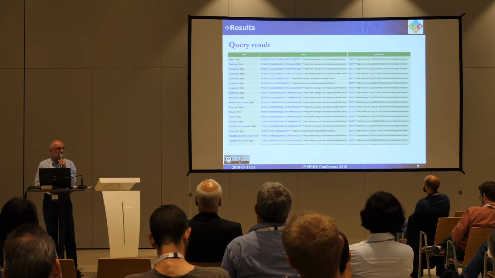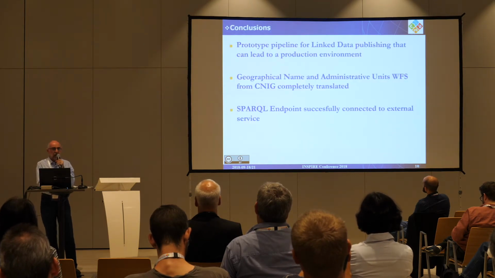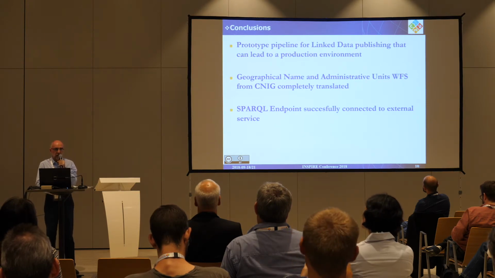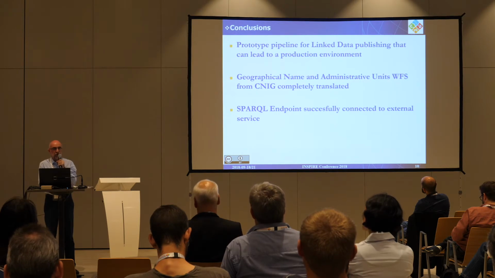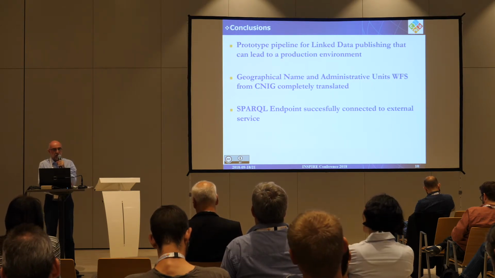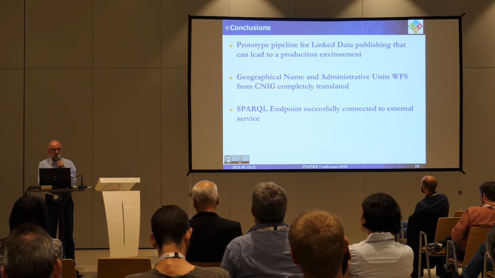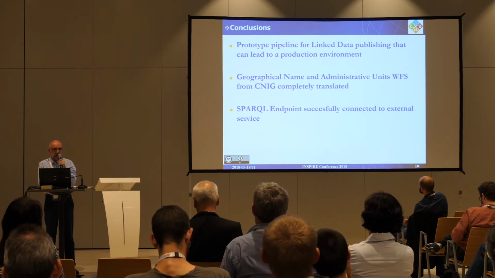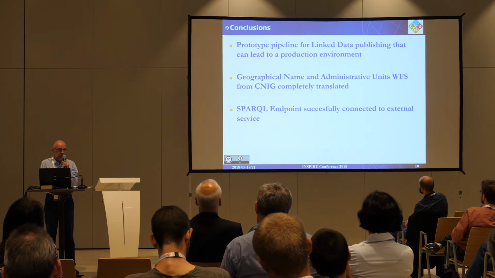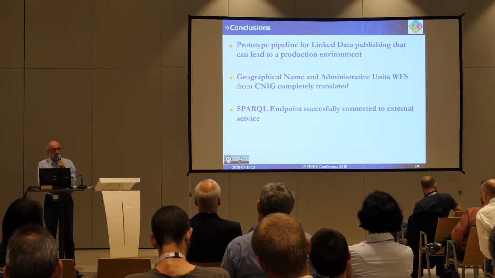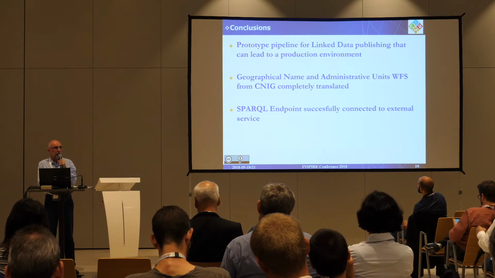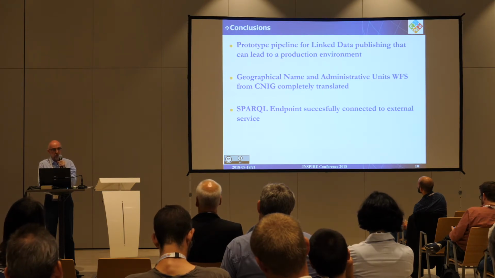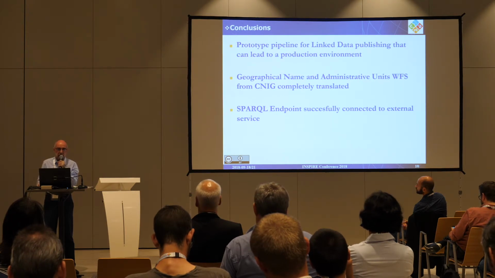So it's not so easy to begin to do things with linked data. And our conclusion is that we have a prototype pipeline for linked data publishing that can lead to a production environment. We have geographical names and administrative units, WFS, from the Geographic Information National Center completely translated into linked data without any problem. And we have a SPARQL endpoint successfully connected to an external service with a simple example. This endpoint is now working in the intranet, and now we're trying to solve some technical problems to publish it on the web, to offer the resource to the linked data community.